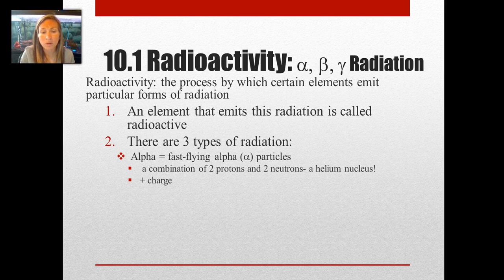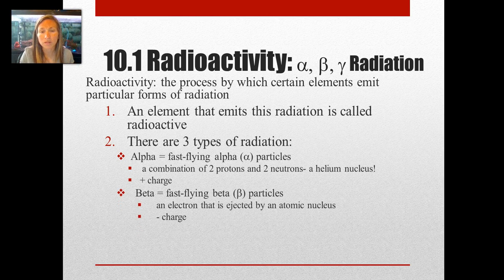One is an alpha particle, which is fast flying. They are a combination of 2 protons plus 2 neutrons, which is actually a helium nucleus. If you remember, helium is number 2 on the periodic table, meaning it has 2 protons, and it does also have 2 neutrons. Alpha particles also have a positive charge.